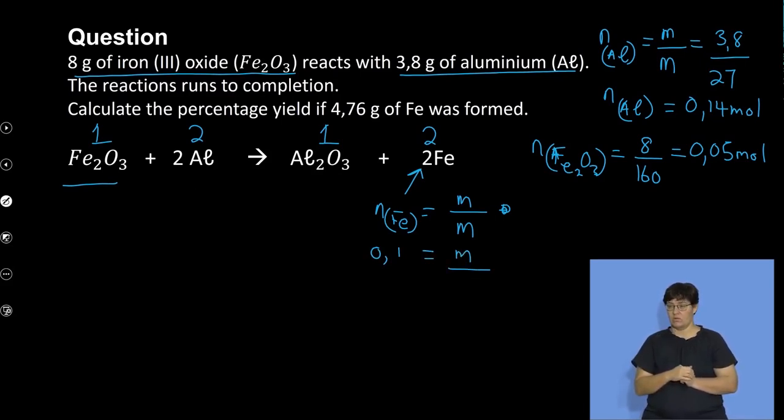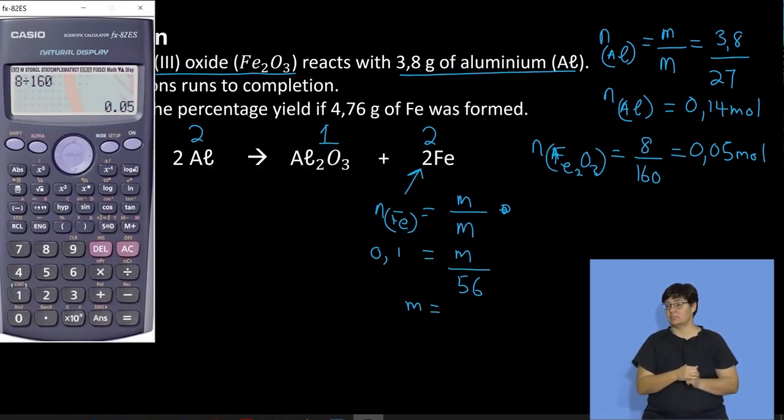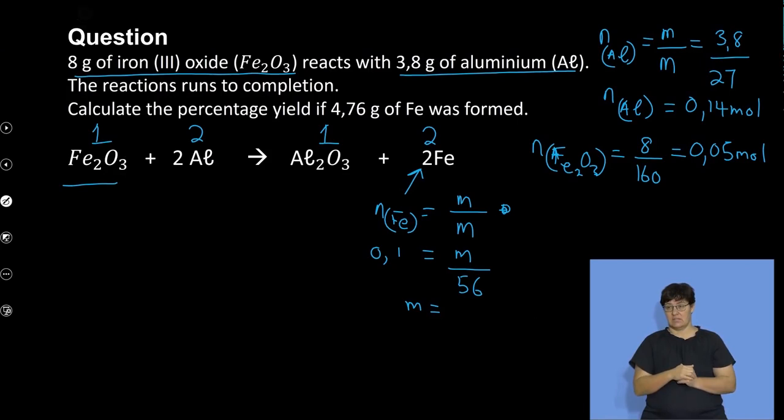Now, what mass will be produced? What is the molar mass of iron? It's 56. So what mass will be produced in this case? We can go to our calculator and say 0.1 multiplied by 56, which is the molar mass. This gives us 5.6. So 5.6 grams must theoretically be produced. But we are told instead that 4.76 grams of iron was produced.